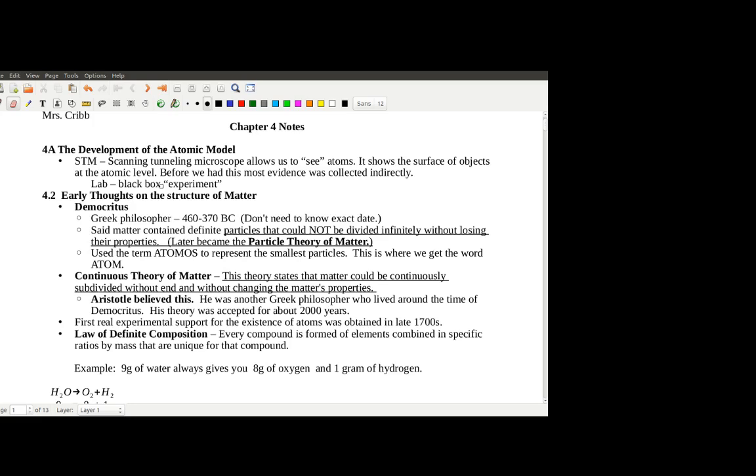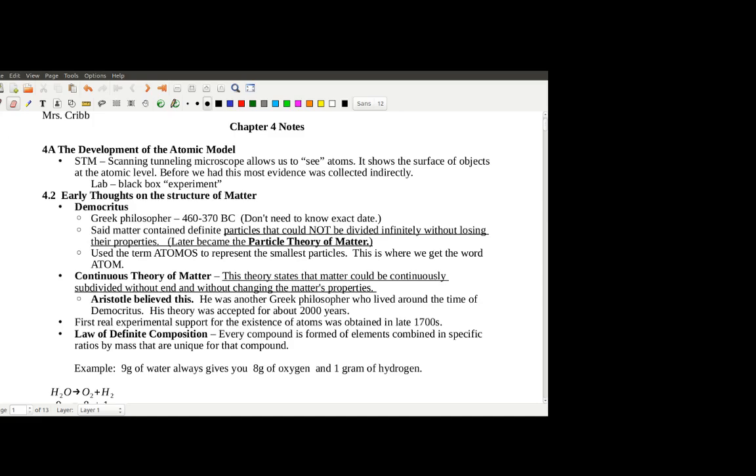Okay, so the development of the atomic model, first we had something called the scanning tunneling microscope, STM. It just helps us to see what atoms look like. It doesn't really show you a picture. It kind of goes along the top of it. We may be doing something called a black box experiment where we indirectly try to figure out the interior of a box. And this is the same kind of way that they figured out what an atom looked like.